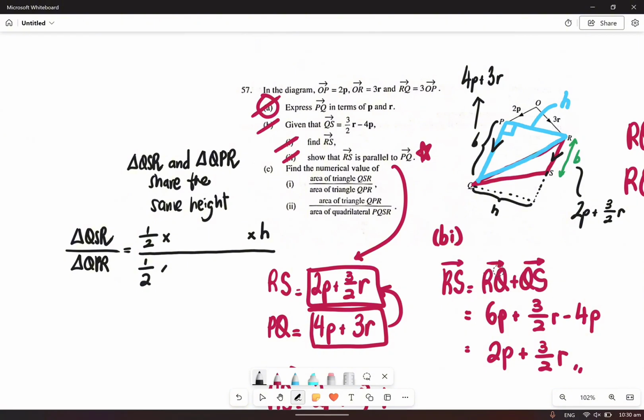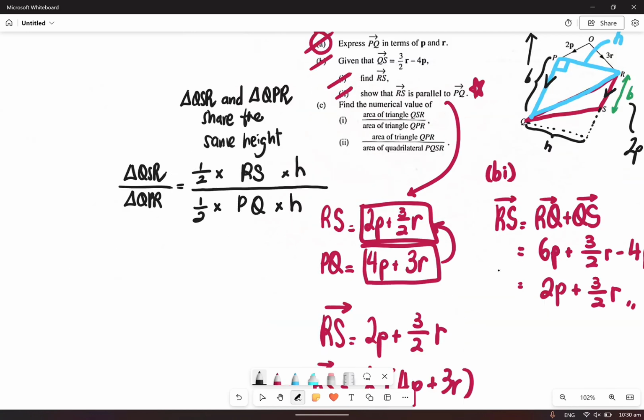Just wanted to let you know that is the base that I'm looking at. You can just put times RS. Then this one you just do half times PQ times H. Half times PQ times H. So all of these things you have to make sure you note them down first.